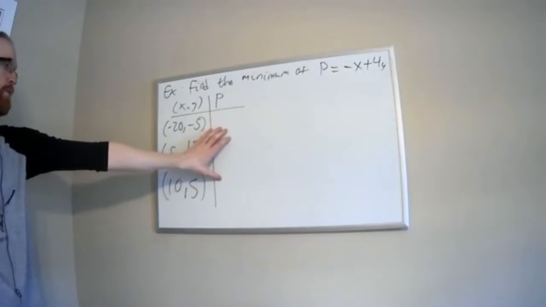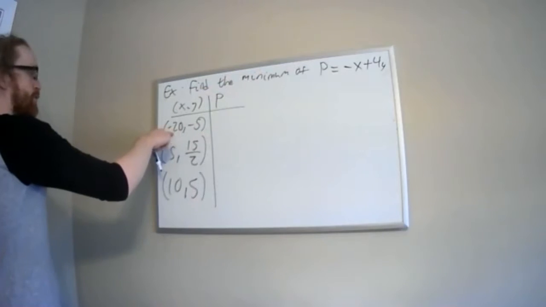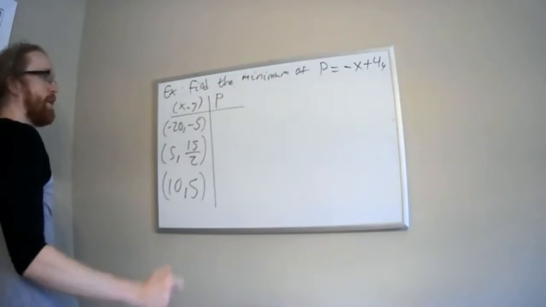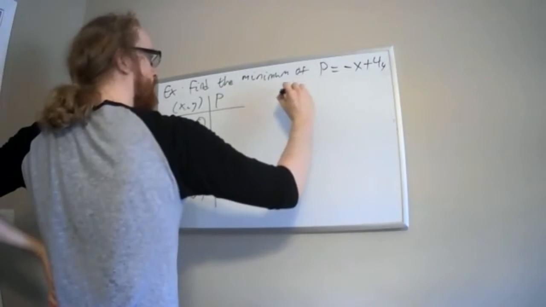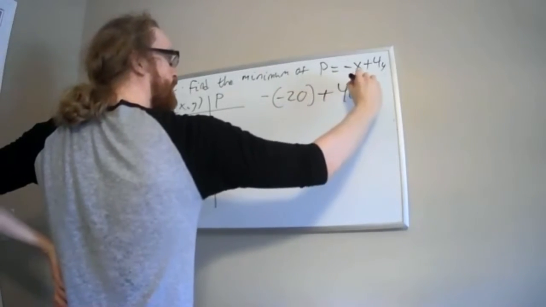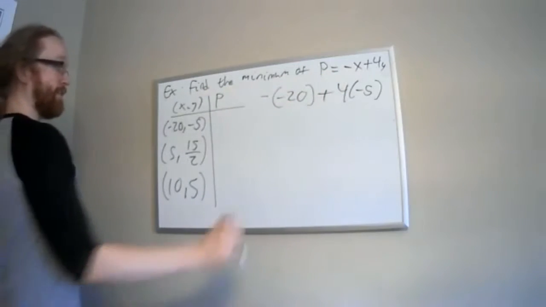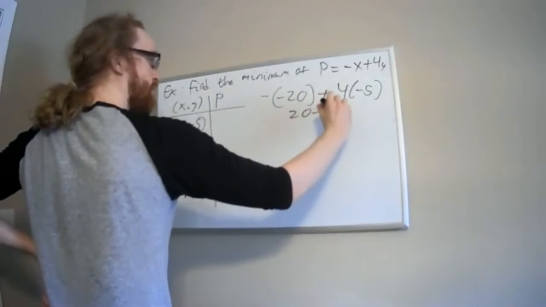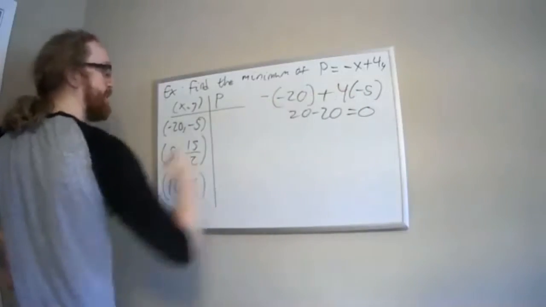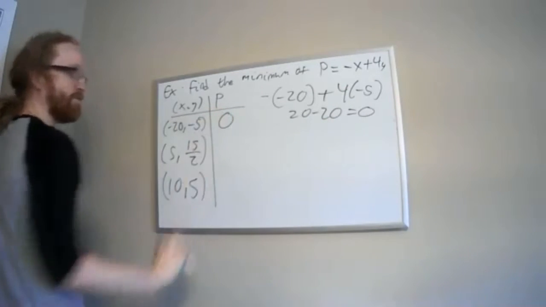And then on the right side of the table, I'm going to write the corresponding values for when I plug these into the function. So for (-20, -5), remember P is -x plus 4y. So I'd plug in -20 for x, and I would put in -5 for y. For this first guy, just plug this into P. That's going to give me 20 minus 20, which is 0. So -(-20) is +20. 4 times -5 is -20. So I'm going to get 0. So when I plug in this corner point, I get 0.